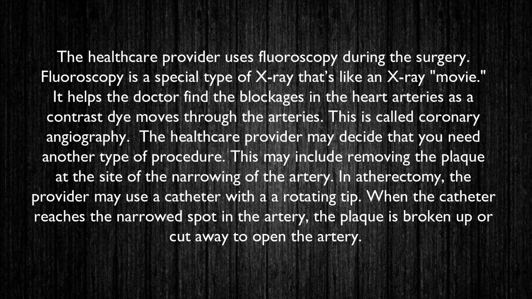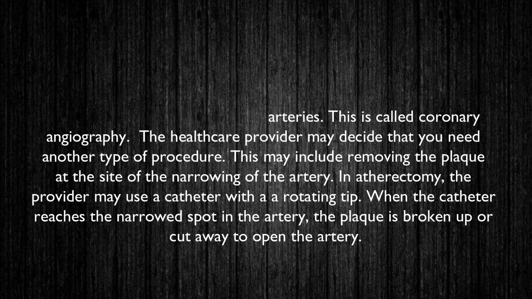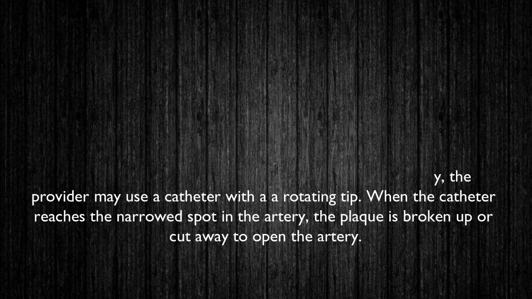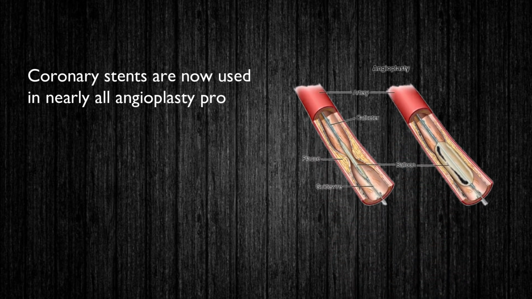The healthcare provider may decide that you need another type of procedure. This may include removing the plaque at the site of the narrowing of the artery. In atherectomy, the provider may use a catheter with a rotating tip. When the catheter reaches the narrowed spot in the artery, the plaque is broken up or cut away to open the artery. Coronary stents are now used in nearly all angioplasty procedures.